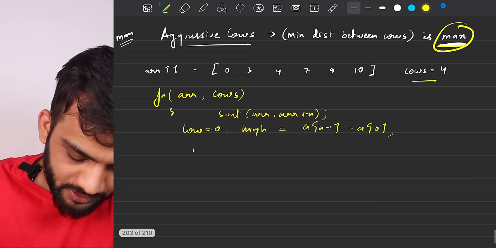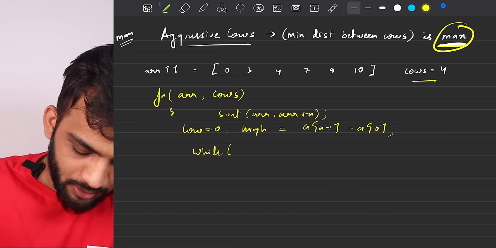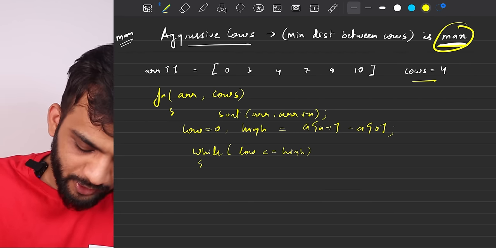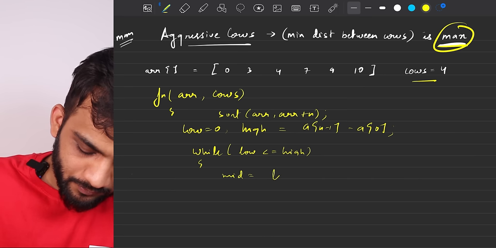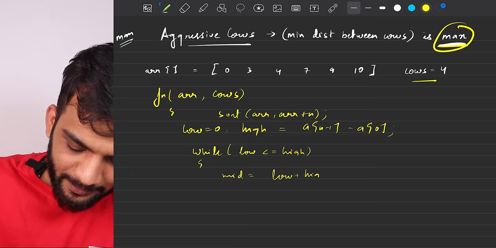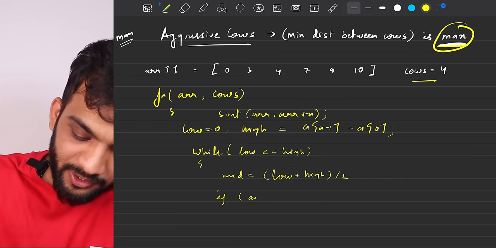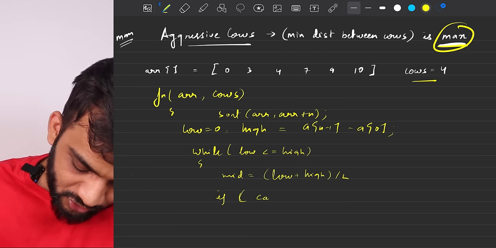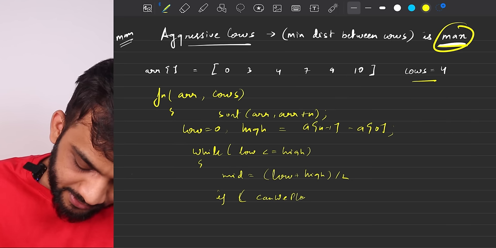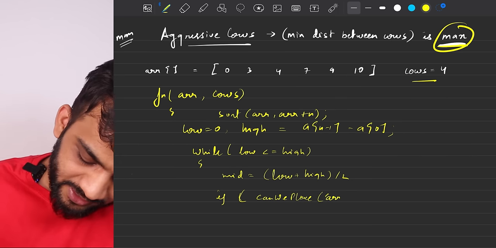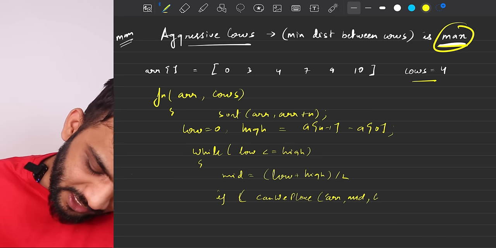And then what I can do is, while low is lesser than equal to high, we figure out the mid, because that is what we have to maintain as a distance. And we say, can we place? We call the function that we have written in the linear search. Can we place in the array with a distance of mid and these many cows?